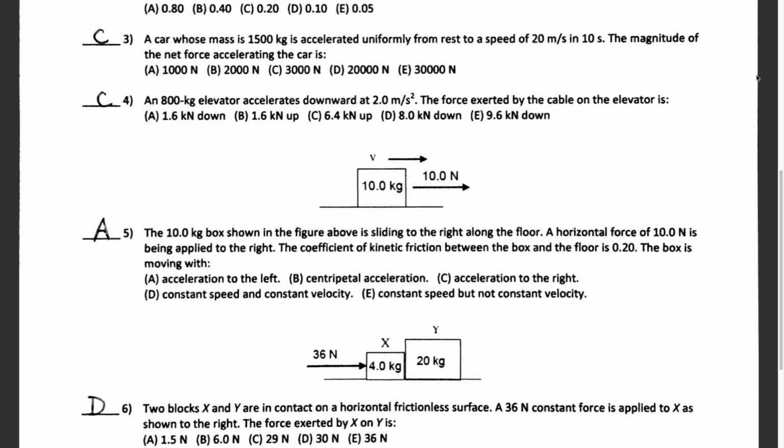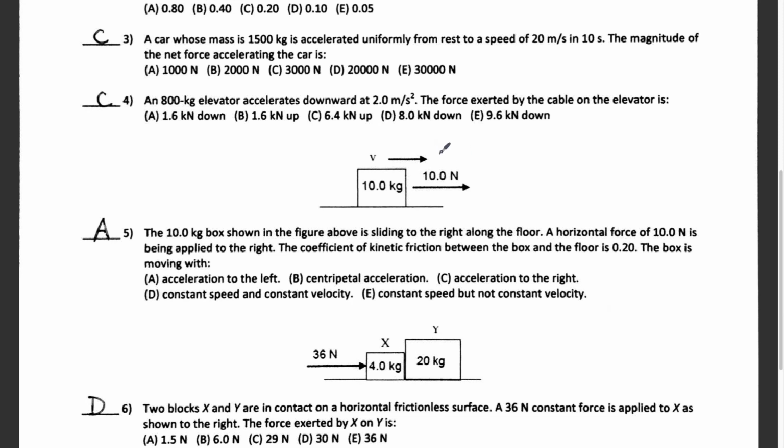One of the questions that didn't get answered in the review session today was multiple choice question number 5 from review packet number 3. So I've got it queued here in front. You can see that it says there's a 10-kilogram box sliding to the right along the floor, and a horizontal force of 10 newtons is being applied to the right. The coefficient of kinetic friction between the box and the floor is 0.2. The question being asked is essentially how the box is moving.